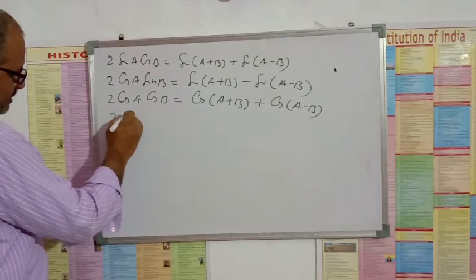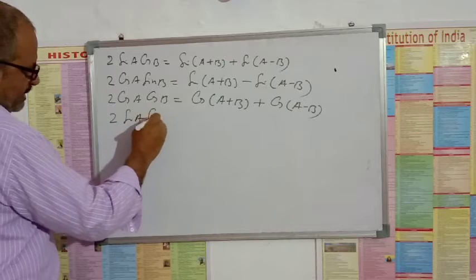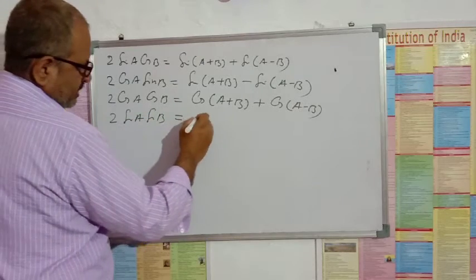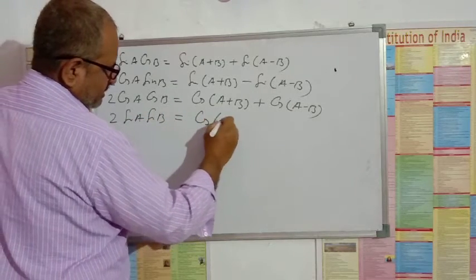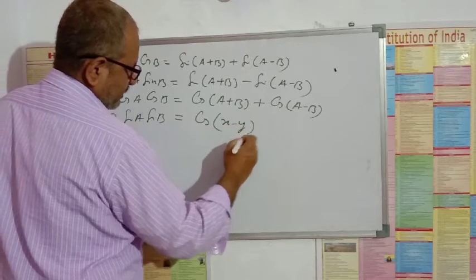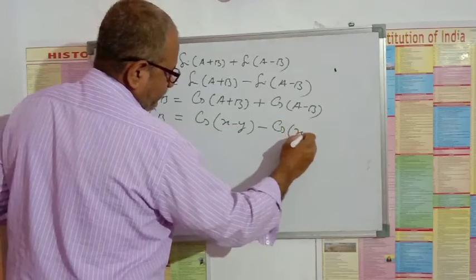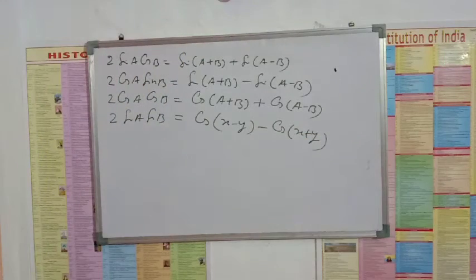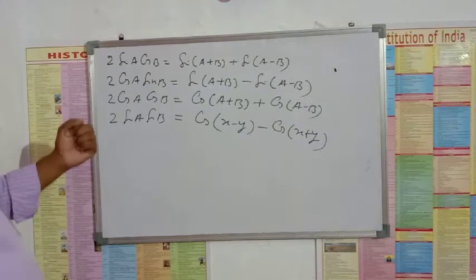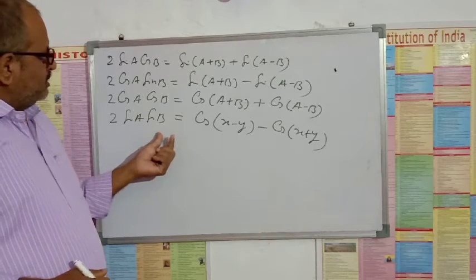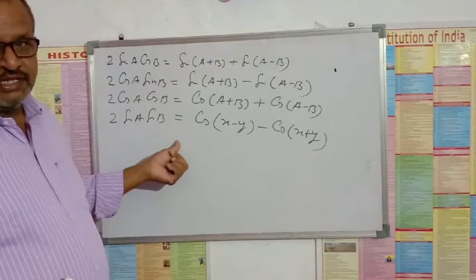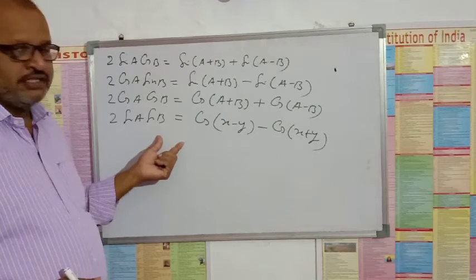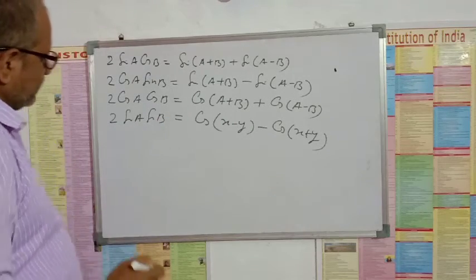And the last one, 2 sin A sin B. We can write it as cos(x-y) - cos(x+y). How will we apply it in a problem? We will take one example to understand it.